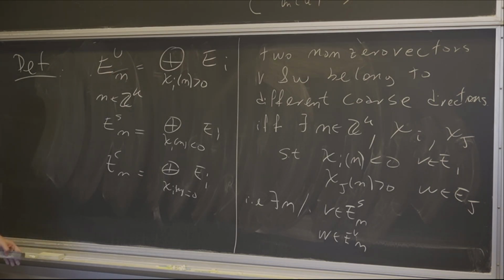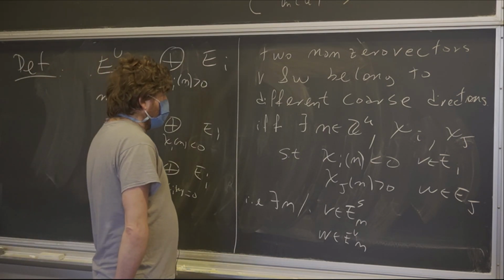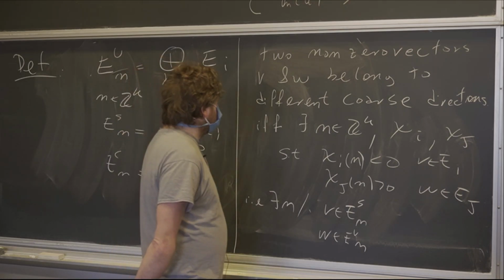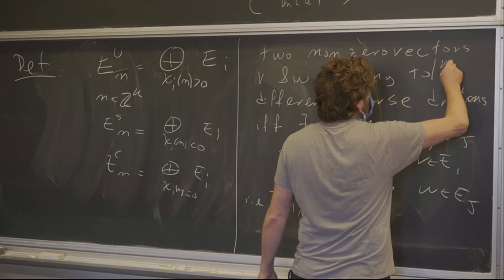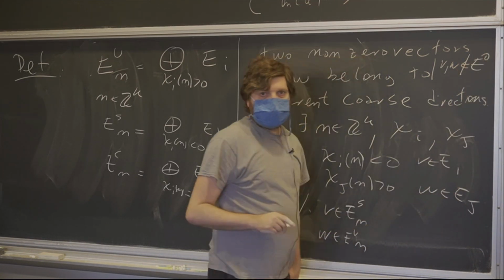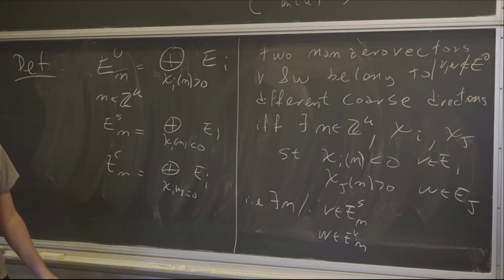Okay, and actually, there is always the problem with the zero direction. Let's assume, so the zero direction is an extra guy. Let's say V, W, not in the E naught, because the zero Lyapunov exponent is a very special guy.